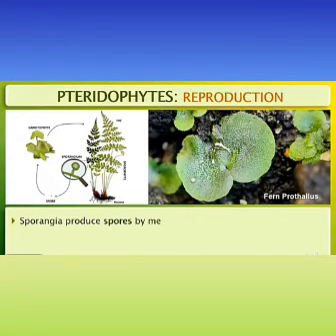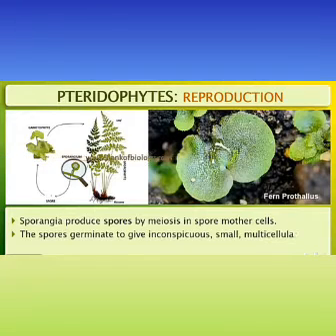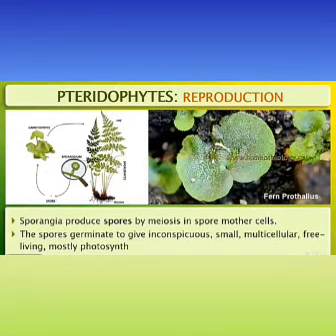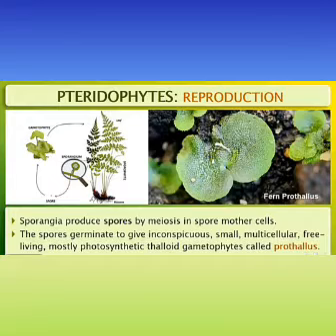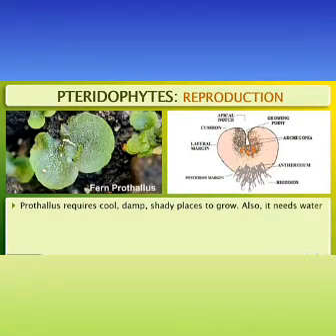And next coming to the sporangia, they produce spores by meiosis in spore mother cells. The spores germinate to give inconspicuous small multicellular free living mostly photosynthetic thalloid gametophytes called prothallus. So here the germination will take place in the spores only. Okay, that is called prothallus. And prothallus requires cool, damp, shady places to grow.